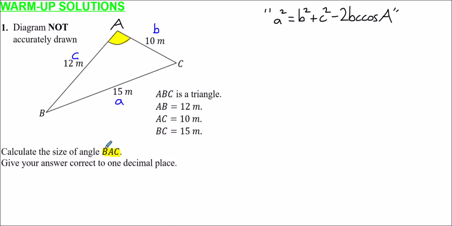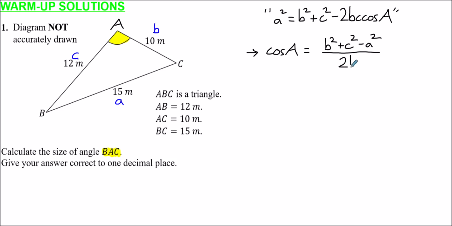However, we want the size of the angle. So we need to rearrange this now, first in terms of cos A, and then we can do cos minus 1 of that to work out what A actually will be. So if we just rearrange this, we add 2bc cos A to both sides, this side over here would just be b squared plus c squared. We can then subtract a squared from both sides, and then divide through by 2bc.